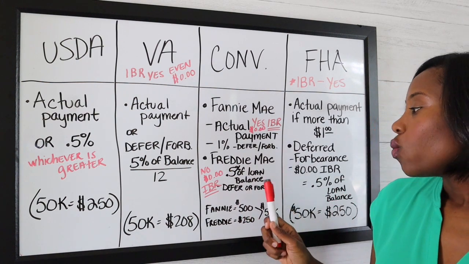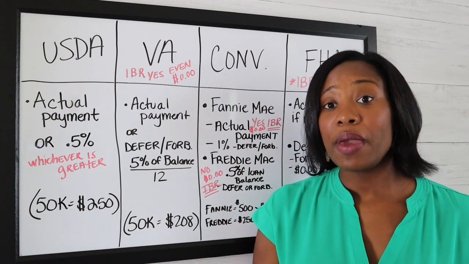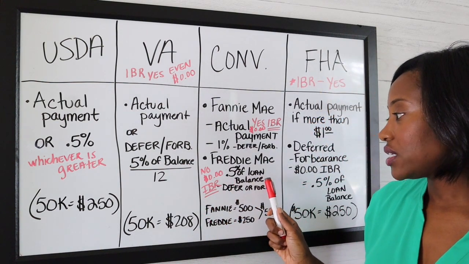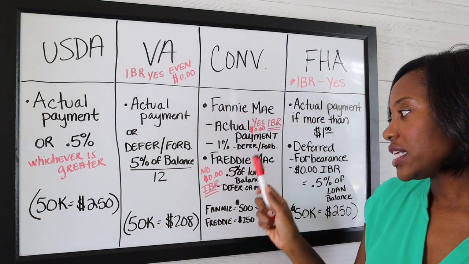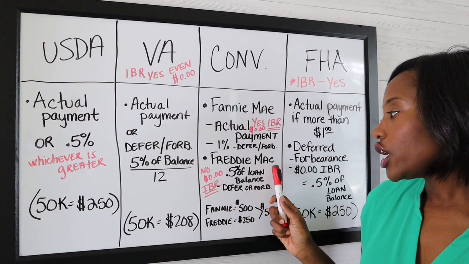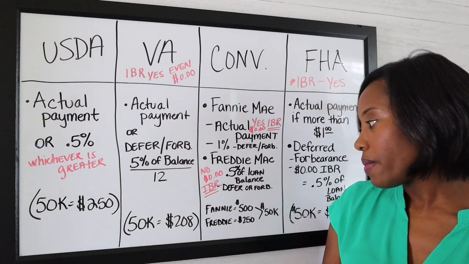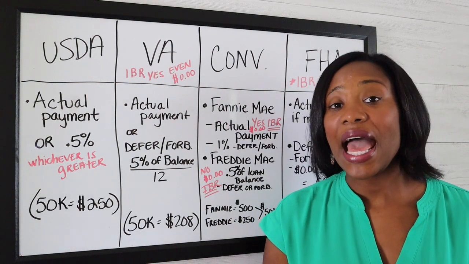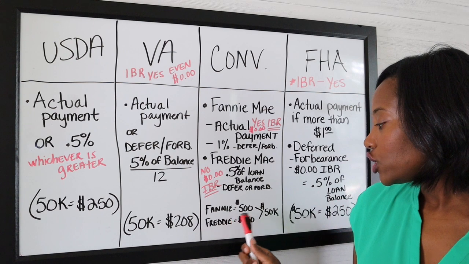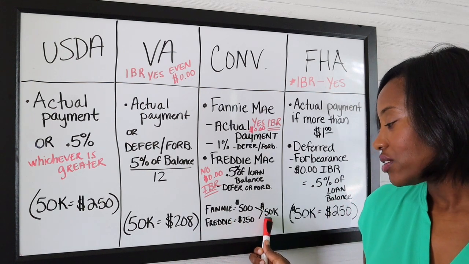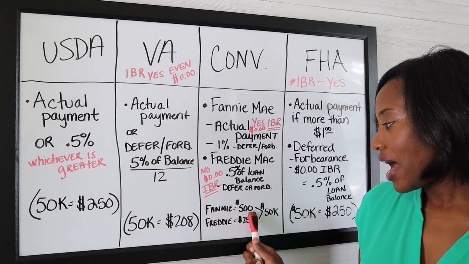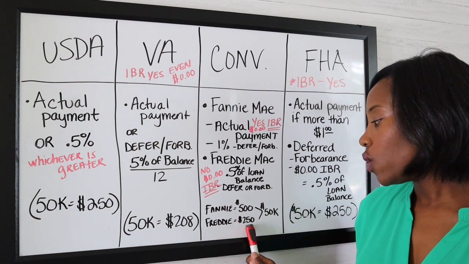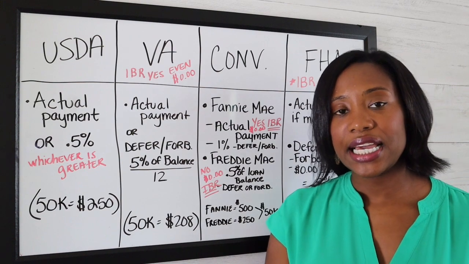Freddie Mac will not use the income-based repayment if it's $0. They will use 0.5%. So that's the main difference here between the two. They're going to use 0.5% of your loan balance, and if you're on deferment or forbearance, they will also use 0.5%. So if your student loan balance again was $50,000, Fannie would use $500 in your debt to income ratio, and Freddie would use $250 into your debt to income ratio.